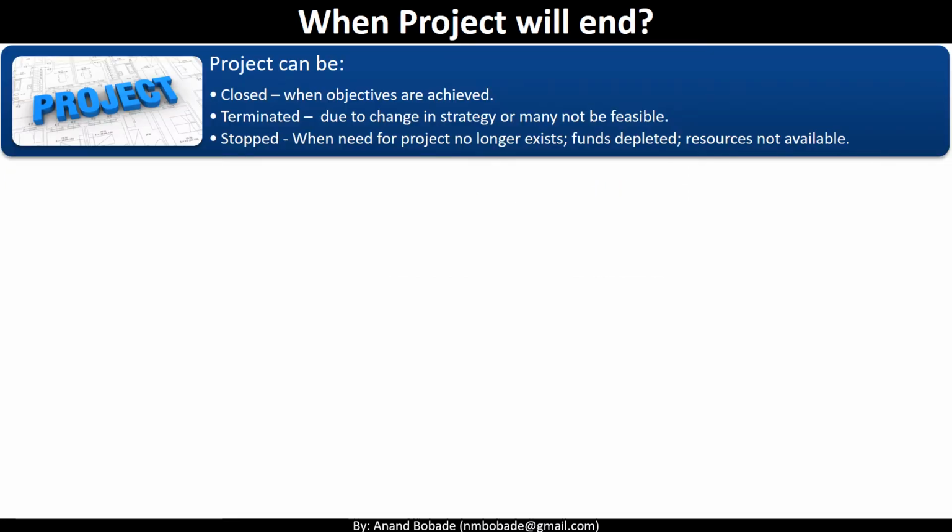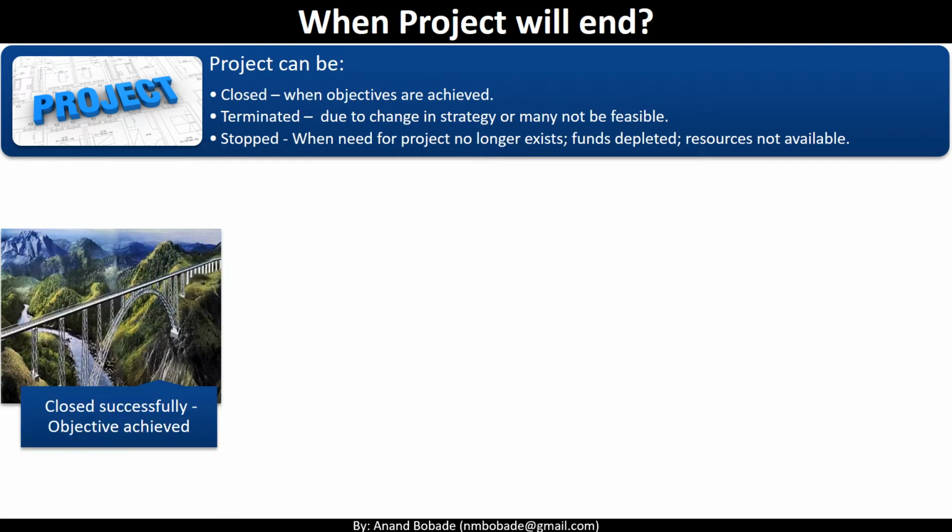Another question which bothers is when a project will be considered ended, when it will be closed. So projects are closed when project objectives are achieved. For example, in this case, bridge construction is completed and it is ready to open and transfer to operation. So we will consider this project successfully closed.